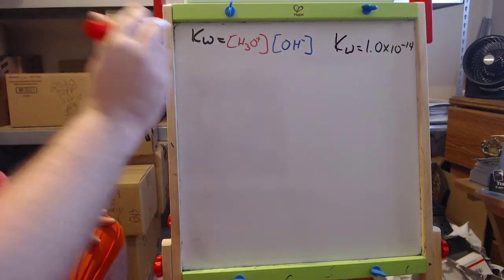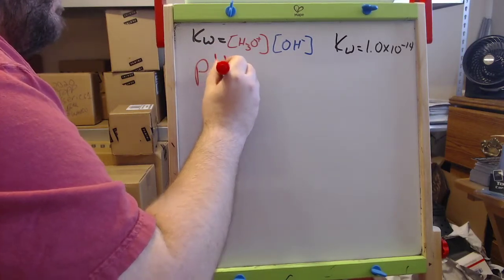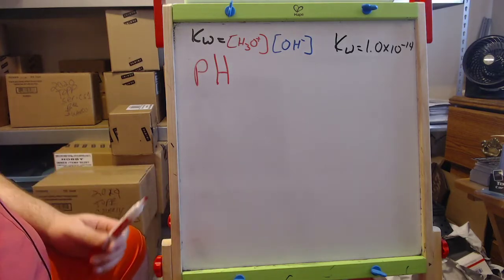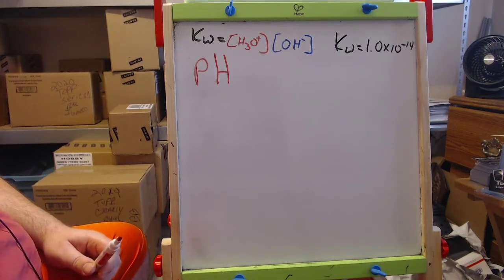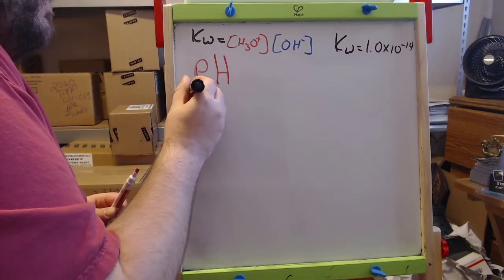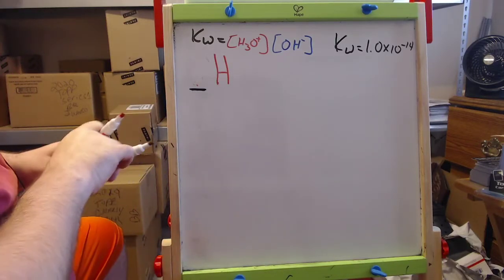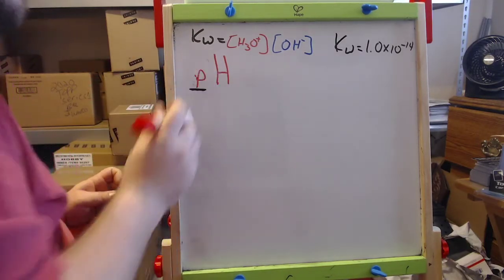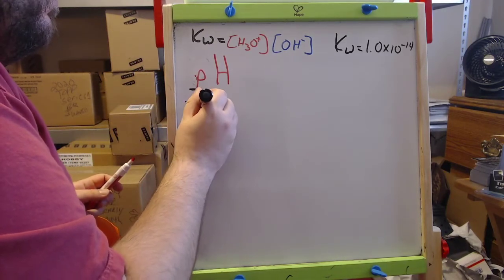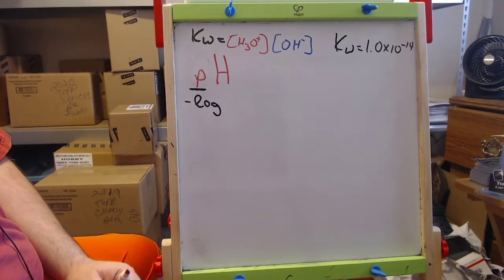All right, then that leads us to a term called pH. pH essentially tells me how acidic I am. Anything with that little p in front of it means the negative log of a value.